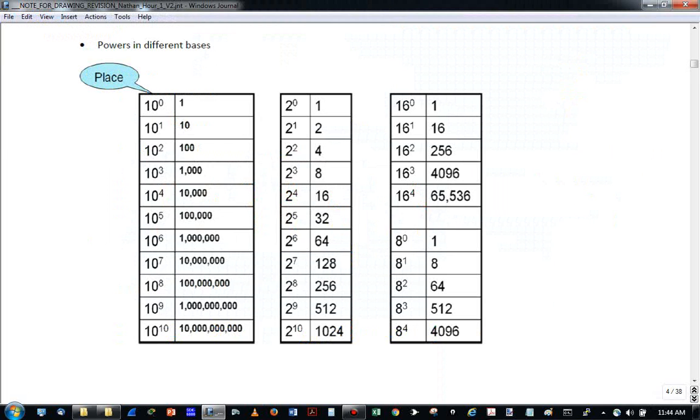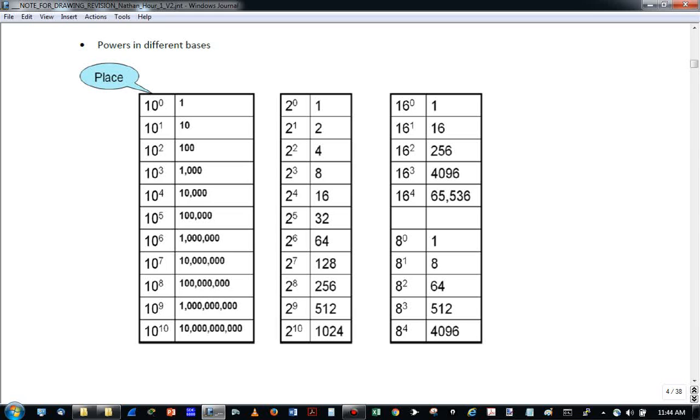We looked at powers in different bases, and so we looked at base 10, which is the one we're normally familiar with. We looked at base 2. We do a lot of addition and subtraction kinds of operations with those. We also looked at some of the shorthand bases, base 8 and 16, and what they allow us to do is to compress the number of digits that we're working with.